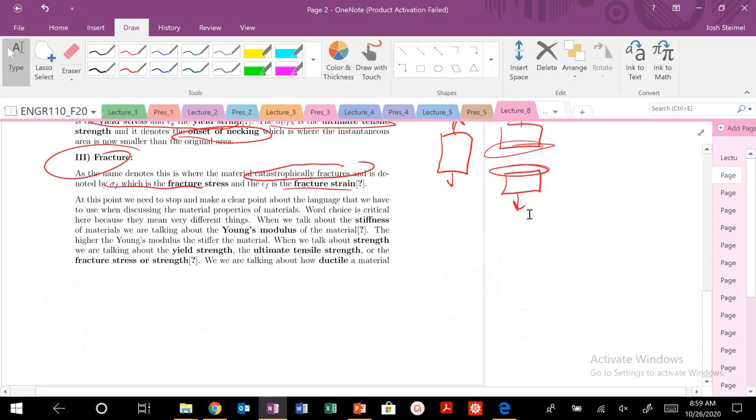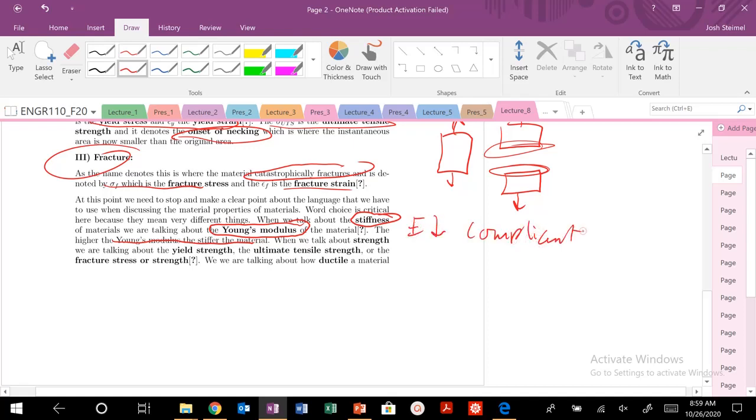All right, now let's talk about language. Language is very, very precise in materials. So when we talk about stiffness, we are talking about the Young's modulus of our material. The higher the Young's modulus, the stiffer the material is. If the Young's modulus is low, we call it compliant.